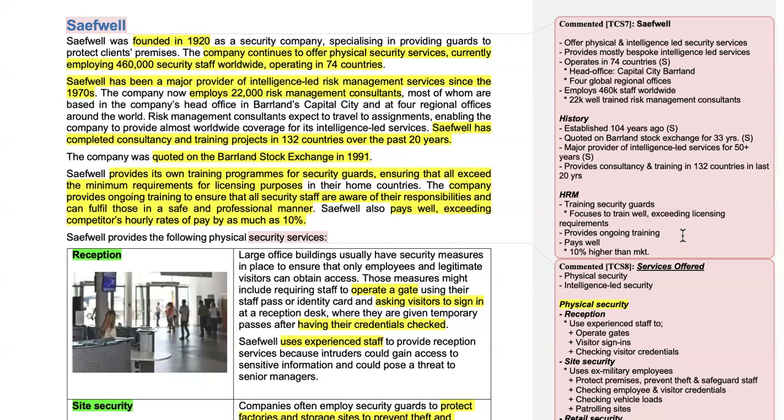And we are paying well. We are paying 10% higher than the market, which indicates that we are trying to recruit the best from the industry. And not just recruit, we are trying to motivate them by compensating them extremely well, and on top of that, training them on a regular basis.